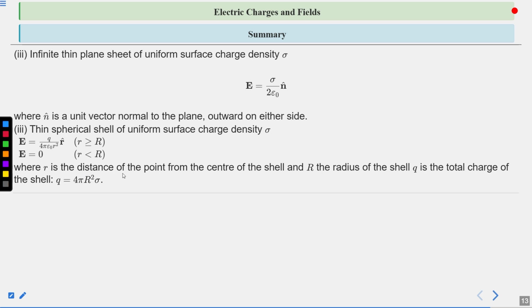Where r is the distance of the point from the center of the shell, R is the radius of the shell, Q is the total charge of the shell, and Q is equal to 4 pi R square sigma. Clear? Now one question for you.